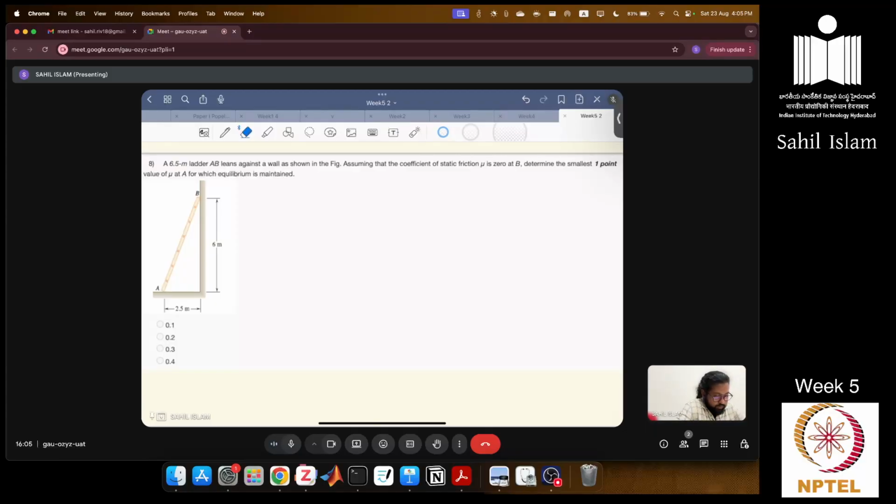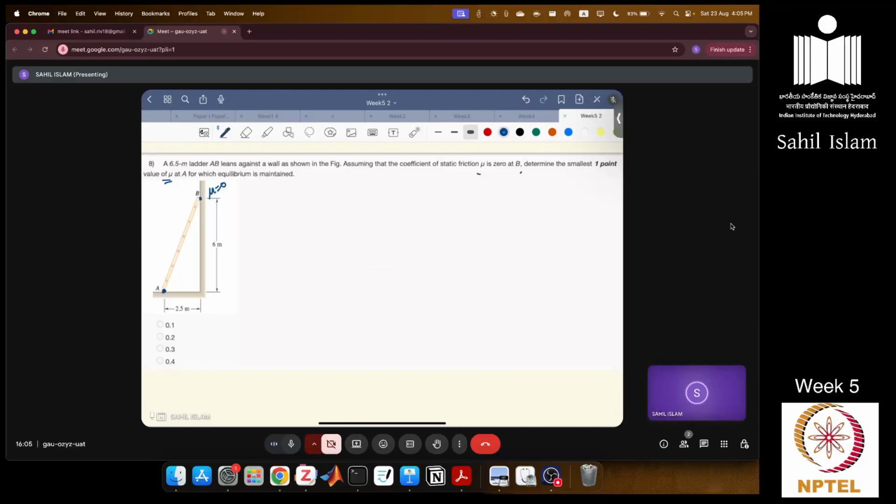Okay, so the last question is a 6.5 meter ladder AB. So you have a ladder AB like this, and assuming the coefficient of friction mu to be 0 at B, determine the smallest value of mu at A for which equilibrium is maintained. So you have to find the smallest value at A for which the equilibrium is maintained.